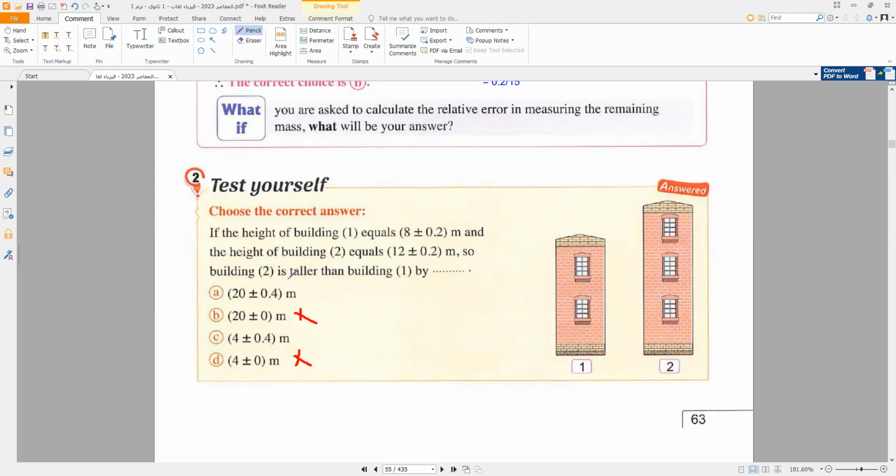The process here is taller than. So it needs the difference between the two buildings: 12 minus 8 equals 4. So 4 plus or minus 0.4 meter. So the correct answer will be letter C.